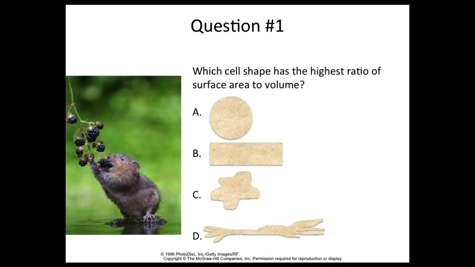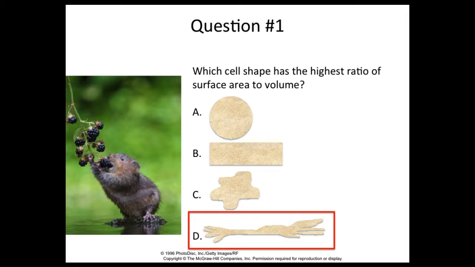Here's our first question. Which cell shape has the highest ratio of surface area to volume? We can visually see these different cell shapes. The first one is a circle, the second one is a rectangle, the third one is kind of a blob, and the fourth one is a blob, but it's extremely flattened out like a pancake. Which one has the highest ratio of surface area to volume? Pause the lecture now if you want to wait to think about it.